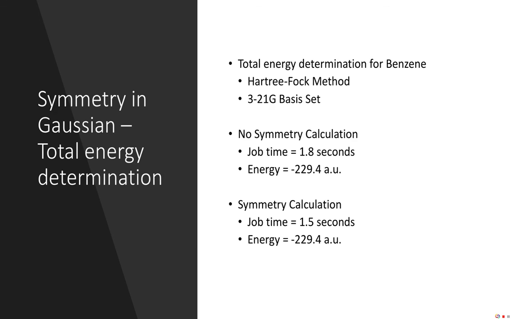Suppose here we calculate symmetry in Gaussian, total energy determination. Total energy determination for benzene, Hartree-Fock method, 3-21G basis set. It's fine. No symmetry calculation: job time 1.8 seconds, energy is minus 229.4 atomic units. And symmetry calculation: job time 1.5 seconds, energy is minus 229.4 atomic units. So there is no difference in energy, and the job time difference is about 0.3 seconds.